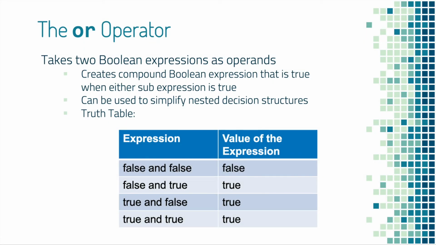Next, we have the or operator. Take that, flip it on its head. If both of them are false, it's false. Otherwise, it's true. Because at least one of them is true, it's true.